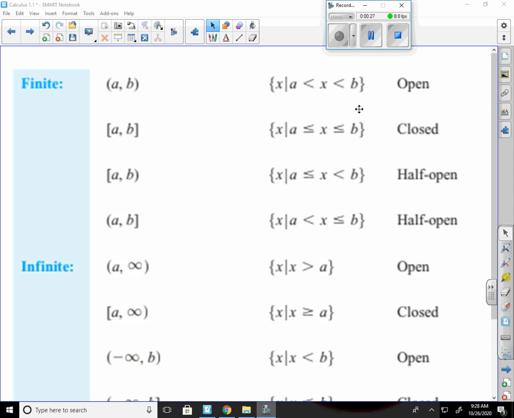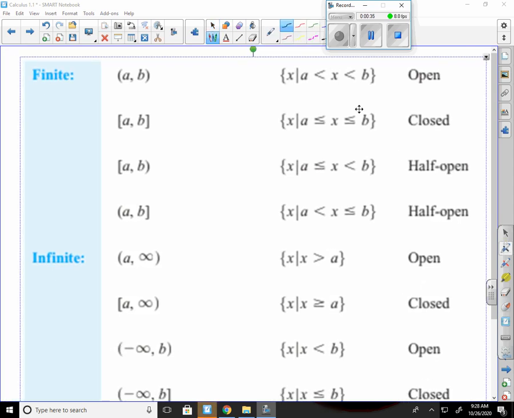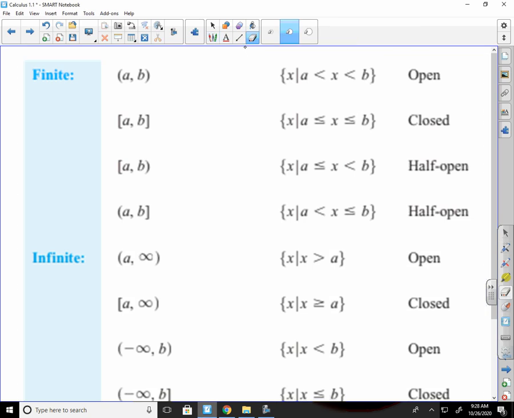The second one, [a, b] with the brackets, would be considered closed. That's closed because there's the less than or equal to sign on both ends. The third one is half open because I have a bracket on this side and a parenthesis on this side. That's because I have less than or equal to and then just less than. This one is also half open, and that's because I have a less than and then less than or equal to. Bracket means it comes up here and stops. It includes the point b.